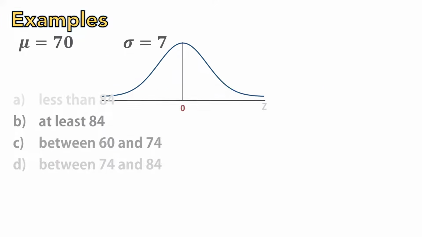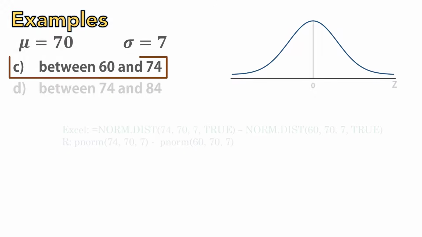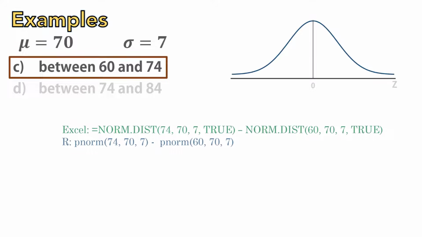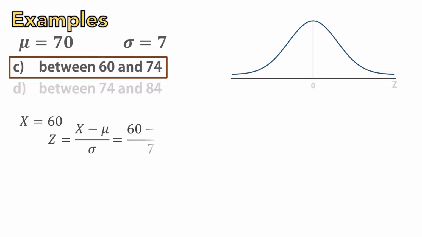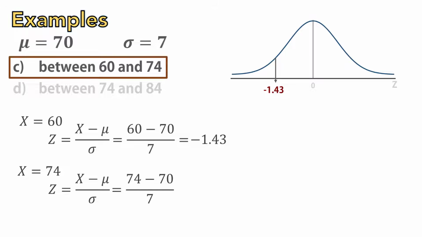In part C, we want the probability that x is between 60 and 74. For x equals 60, z equals negative 1.4286, which becomes negative 1.43 when rounded to 2 decimal places. We have to ensure we round correctly to 2 decimal places if we're using the table. Also, for x equals 74, the standard normal score is 0.57.